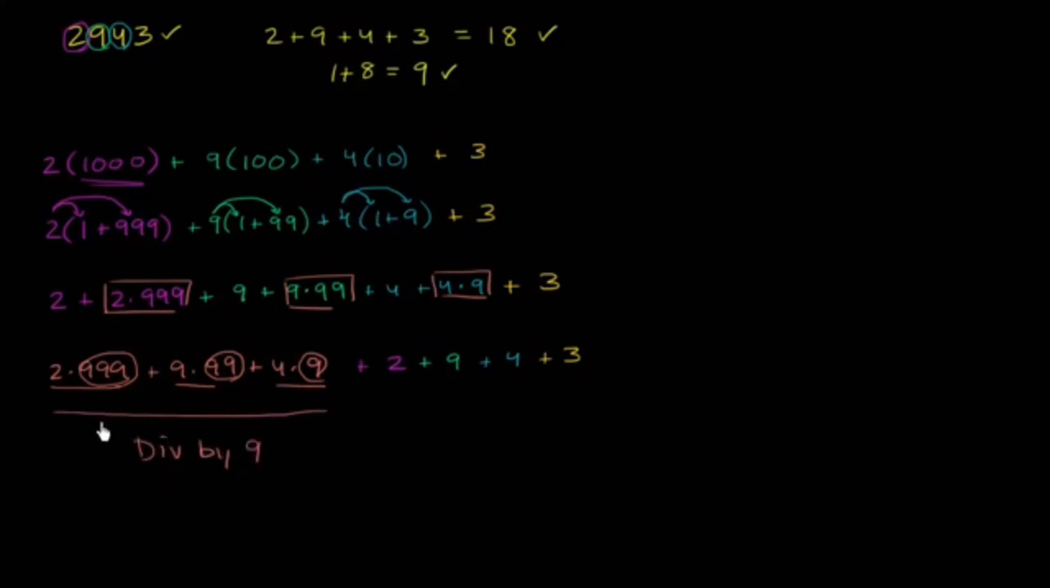And so, all I did is I rewrote 2,943 like this right over here. In order for the whole thing to be divisible by 9, this part definitely is divisible by 9. So in order for the whole thing, the rest of this sum has to be divisible by 9 as well.